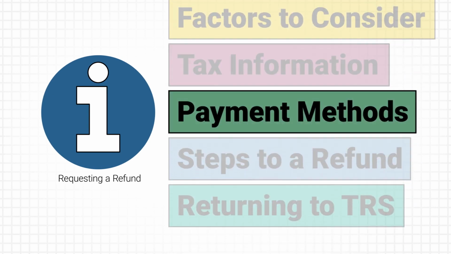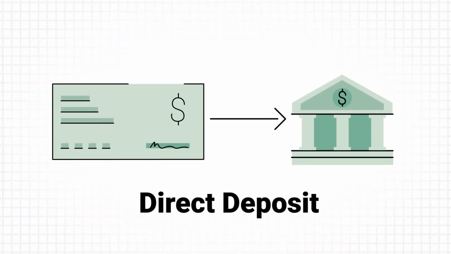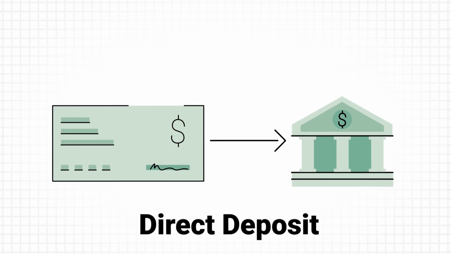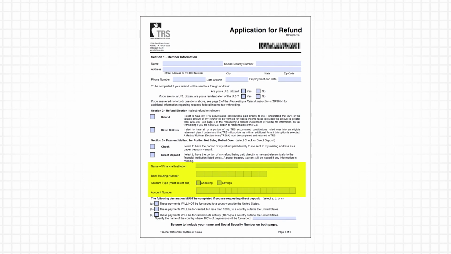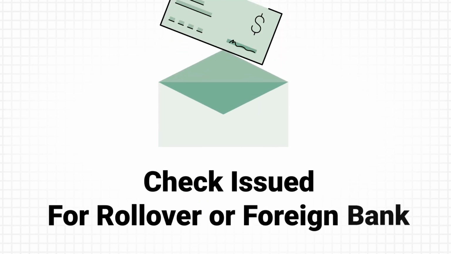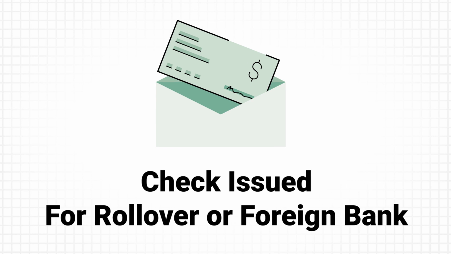How will you receive your refund? Direct deposit is always the fastest way to receive a refund. Be sure to include your banking information on the application for refund if you prefer this method. However, a check will be provided if you decide to roll over to an eligible plan or select a bank that is located outside of the U.S.